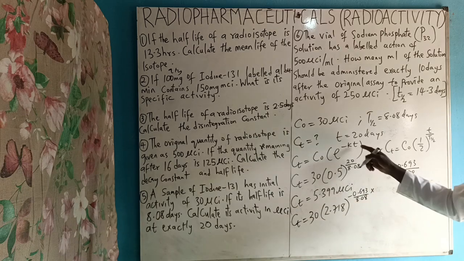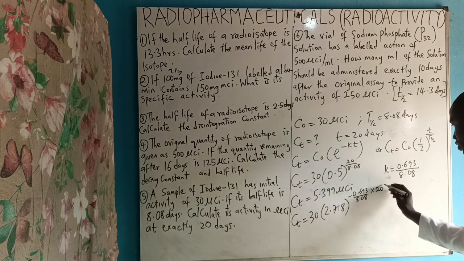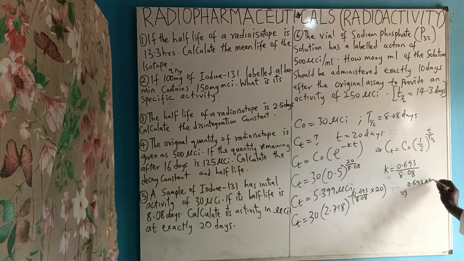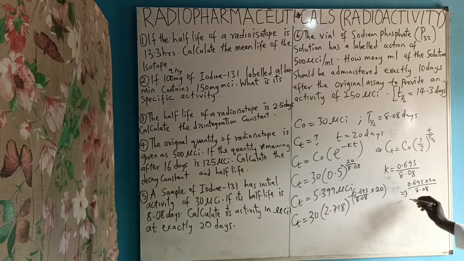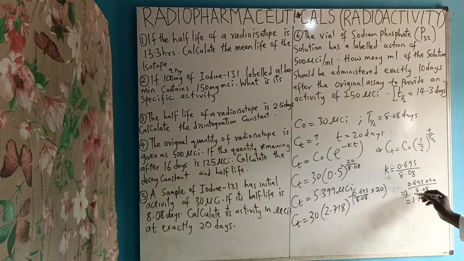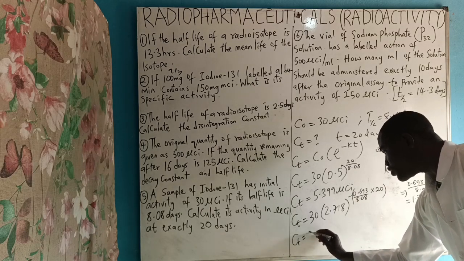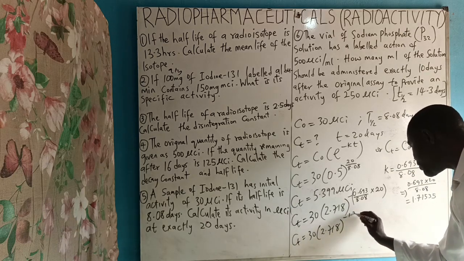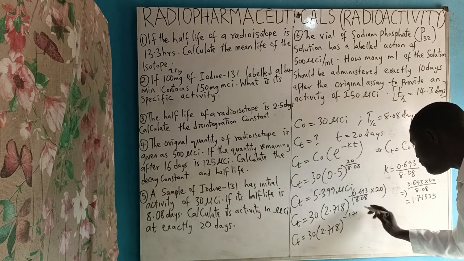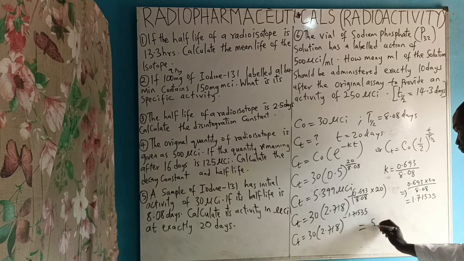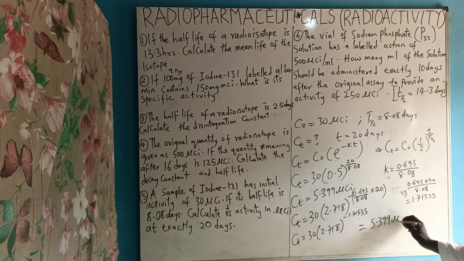8.08. Then times your small t. Your small t is 20. Once you compute this, note that you have 0.693 times 20 all over 8.08. It will be giving you 1.71535. That is what this will give you. Are you getting it? Once you compute it, your C(t) will be equal to 30 bracket 2.718 raised power minus 1.713, and when you finish computing this, that will be giving you 5.399 microcurie.